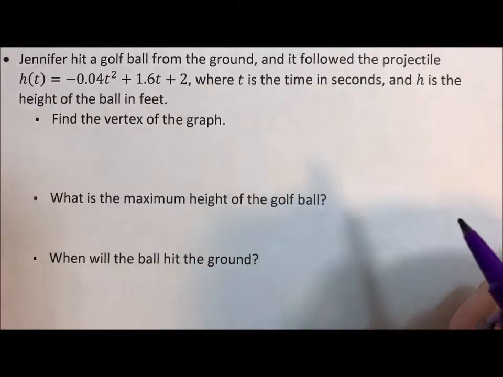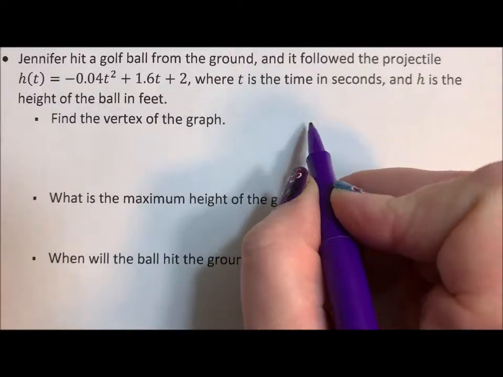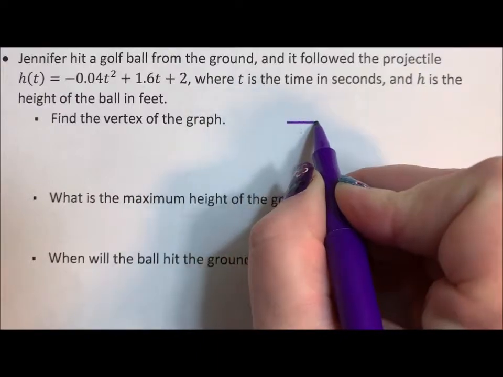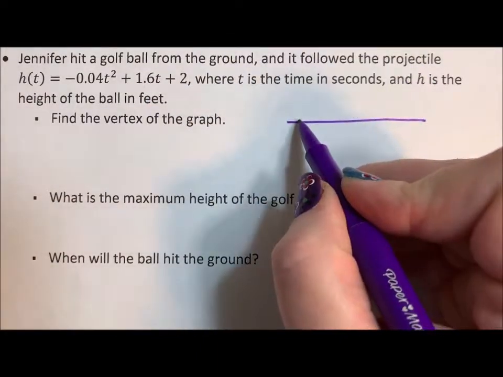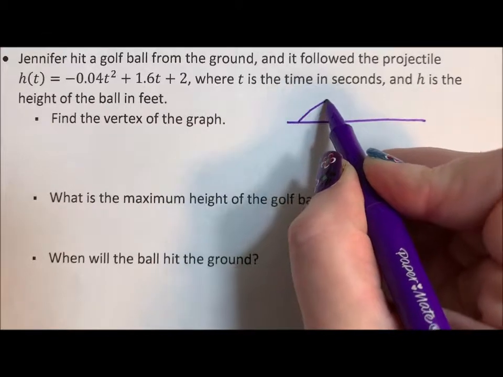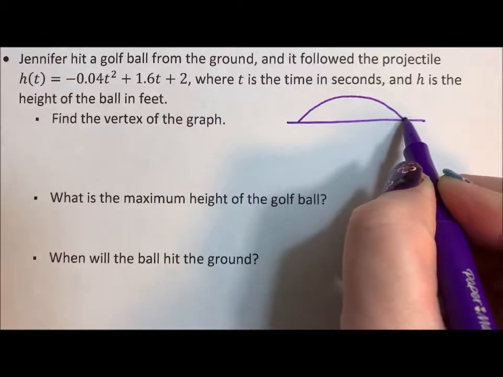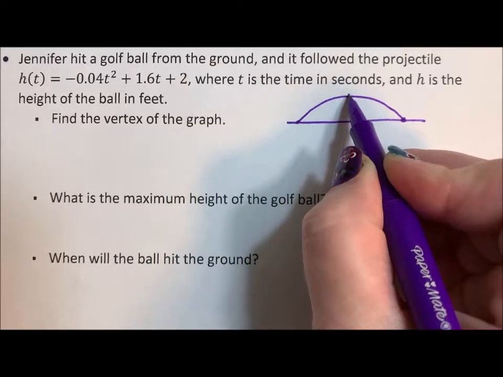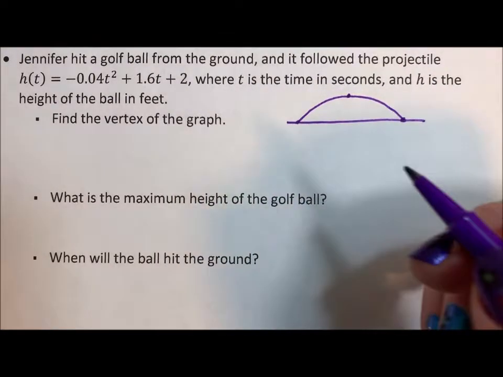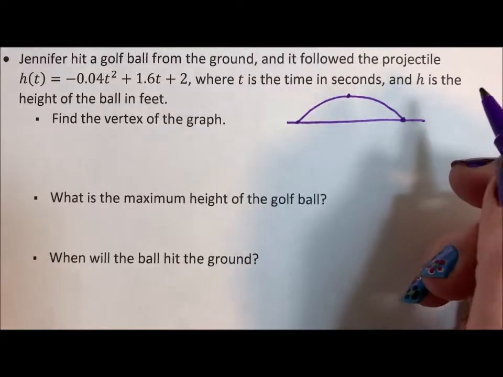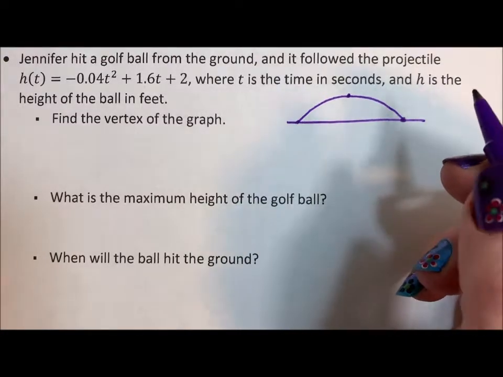So what I first want to do is talk about what this looks like. Because this is negative, it's downward facing, which makes sense. She hits the ball, it flies, and it lands. The vertex is right here. It's the highest point the ball reaches before it starts its downward fall because of gravity.